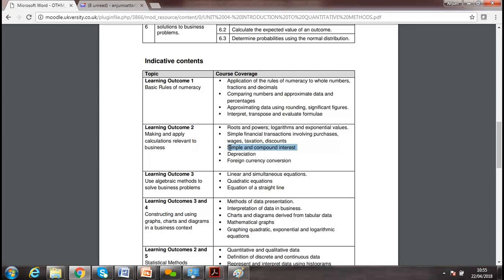Any question? No, sir. Any question? No? Okay, next we are looking at foreign currency conversion. What is meant by foreign currency conversion? So, for example, converting one currency into another currency, like converting pounds into dollars or dollars into dirhams. Okay, so that is all about it.